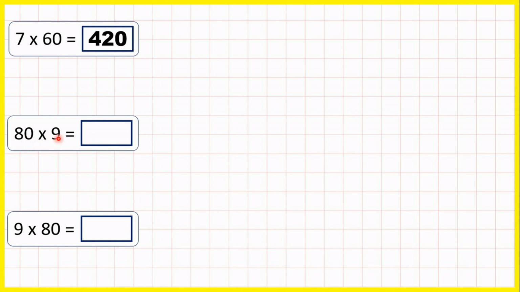Now 80 times 9. So 8 times 9 is 72, which means that 80 times 9 is 720, because again, if there's one end zero in the question, there's one end zero in the answer. And 9 times 80 has the same answer, because again, if we ignore our end zero, we have 9 times 8, which is of course the same as 8 times 9, but one end zero in the question means we need one end zero in the answer.